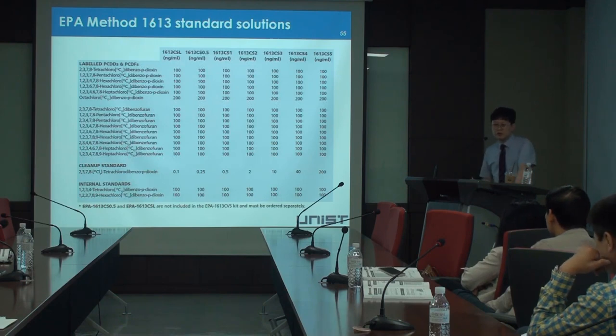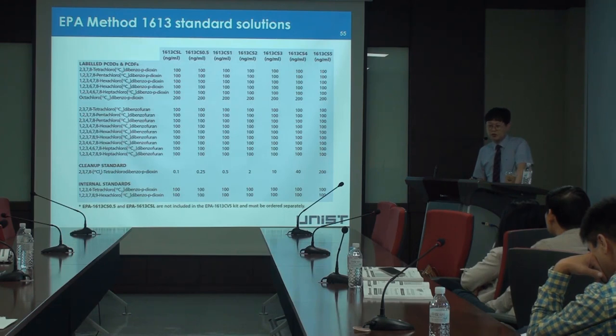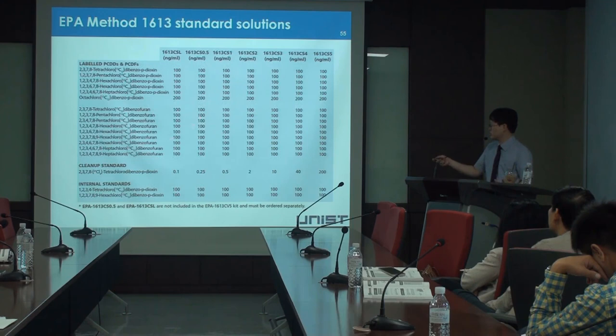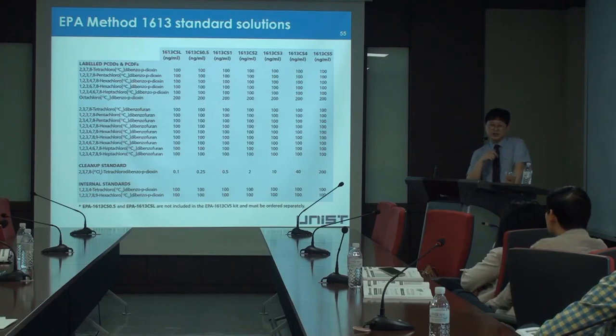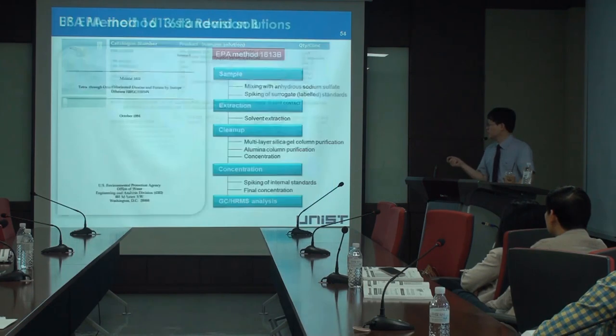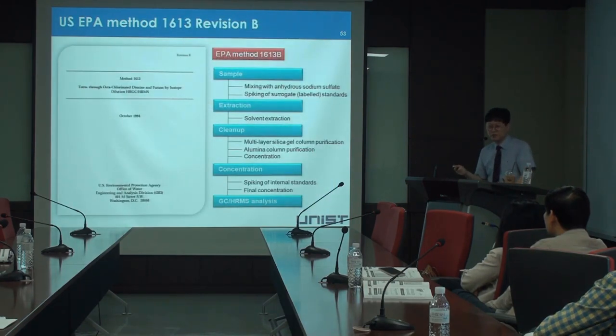So the calibration method is called the isotope dilution method. Probably you have learned about the external standard method and the internal standard method, and this is the isotope dilution method. It is a kind of internal standard method, but we can use isotopes, so it is called the isotope dilution method. The quantification procedure is much more complicated compared to other general pollutants. I'm not sure how well I can explain this method, but later you can read the EPA method or test it, and you can understand.